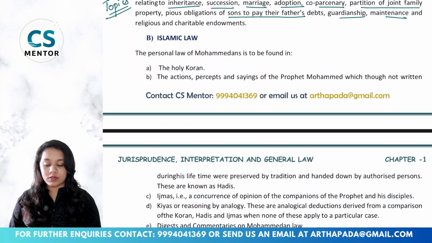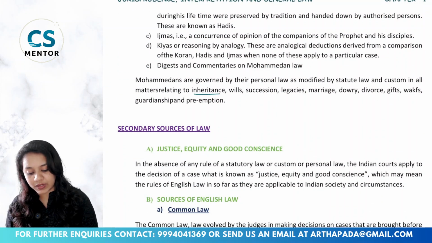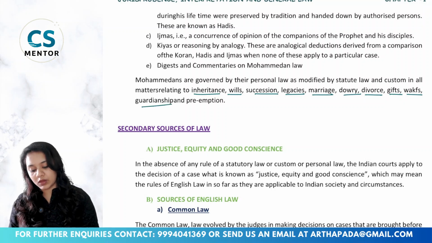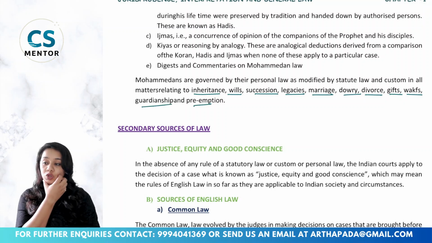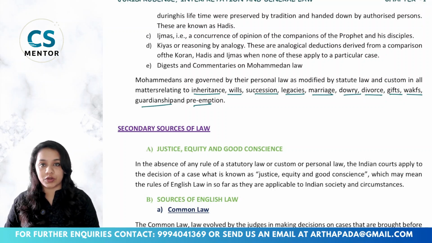Now, the same way, if you look at Islamic law, it also applies in terms of inheritance, will, succession, marriage, legacies, dowry, divorce, gifts, waqfs, guardianship, and preemption. These are all topics which will change depending on the religion that you are born into.